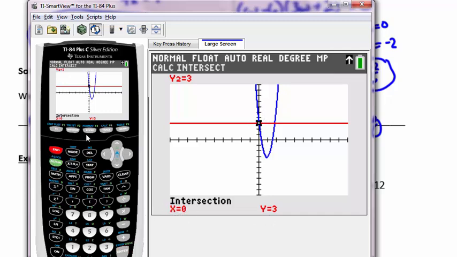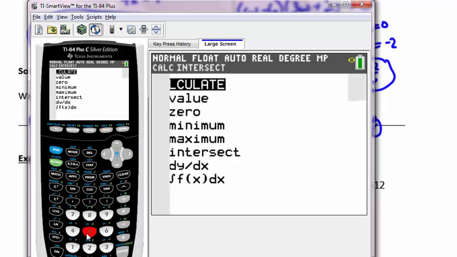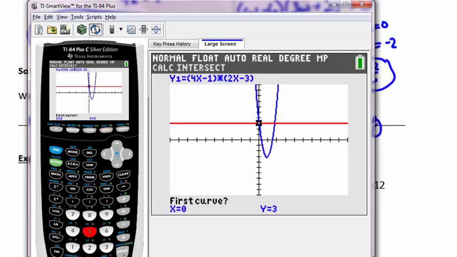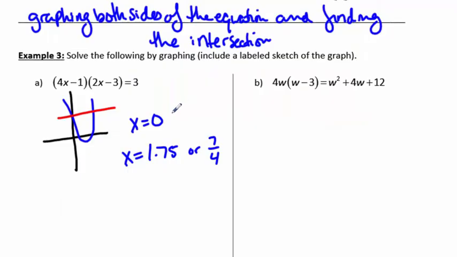And let's do it again to get the second one. Second, calculate, option 5 for intersect. Again, first curve, second curve, but this time we're going to move the cursor over to the right before we hit guess, and it's going to find us the second ordered pair: 1.75, which is the fraction 7/4, 3. So the second x value is 1.75. So I have the two solutions, 0 and 1.75 or 7/4.